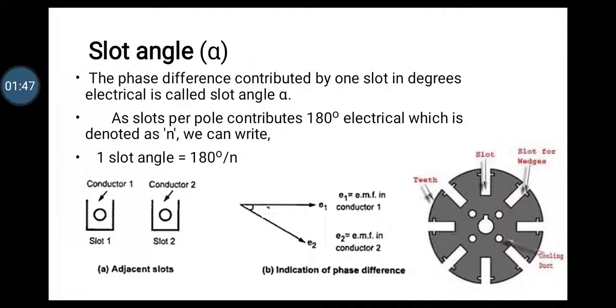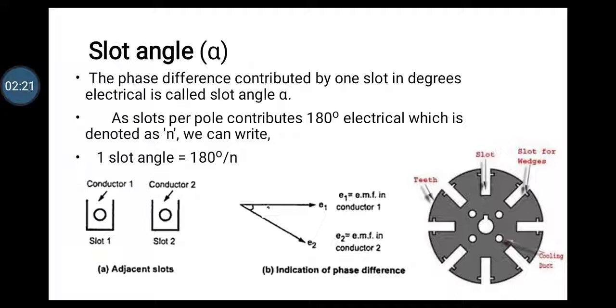Next we are going to see about the slot angle. The phase difference contributed by one slot, in electrical degrees, is called the slot angle alpha. We know that one pole, that is the number of slots per pole n, contributes 180-degree electrical. So one slot angle is equal to 180-degree divided by n.